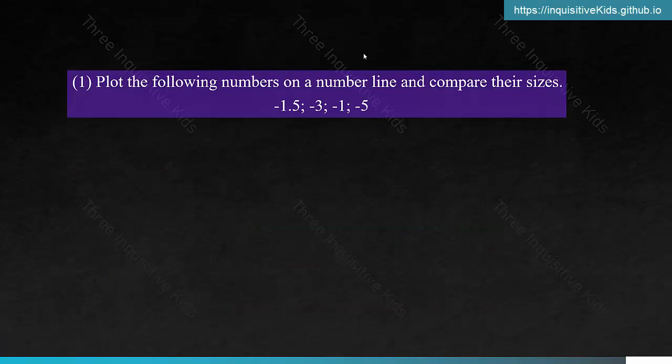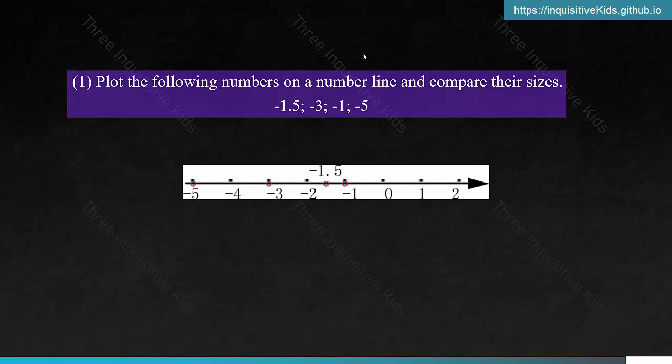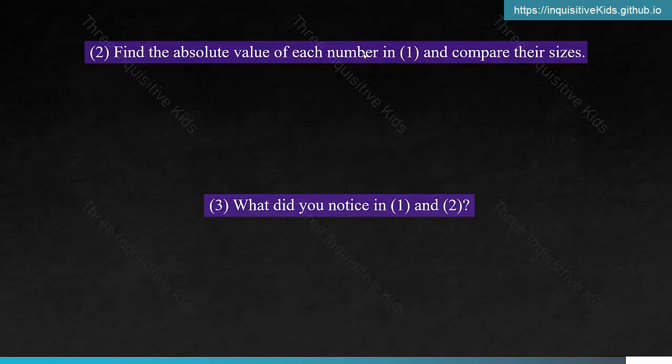Plot the following numbers on a number line and compare their sizes. Okay, so let's plot them. So negative 5 is here. So we find negative 5 is less than negative 3, which is less than negative 1.5, which is less than negative 1.